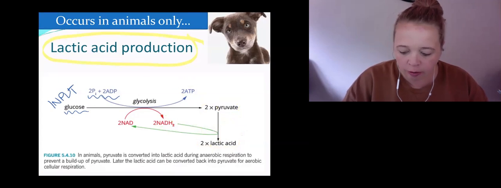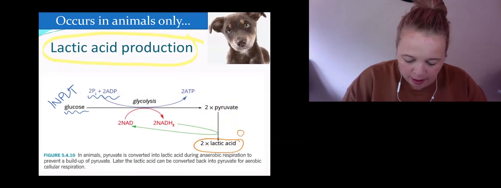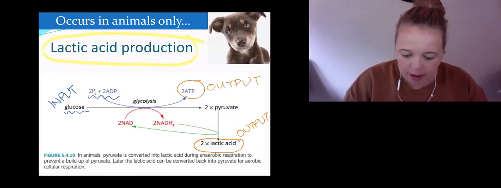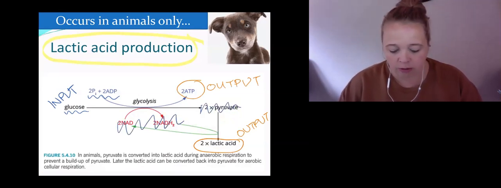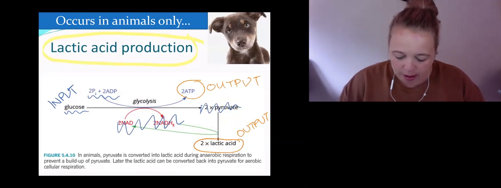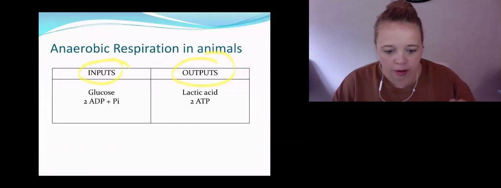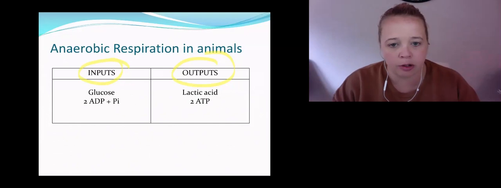Our overall outputs in this scenario are going to be lactic acid, and the ATP. The reason I'm not mentioning any of these bits in the middle here is because that pyruvate is used up, the NADH is returned over here. So when we're summarizing anaerobic respiration in animals, we can do that just by saying that we put in glucose, we get out lactic acid, and we get 2 ATP overall.